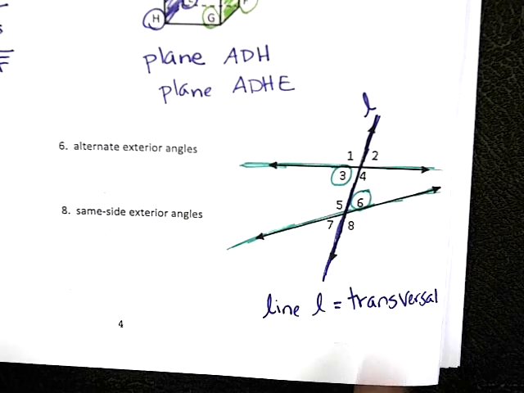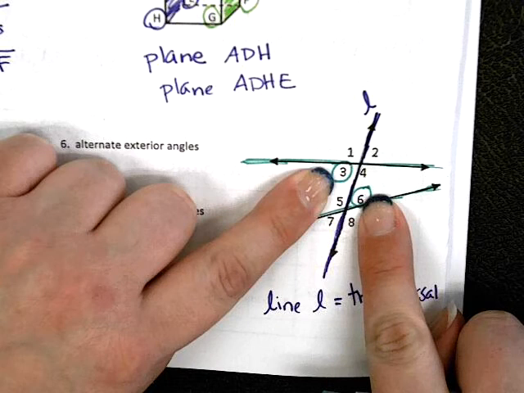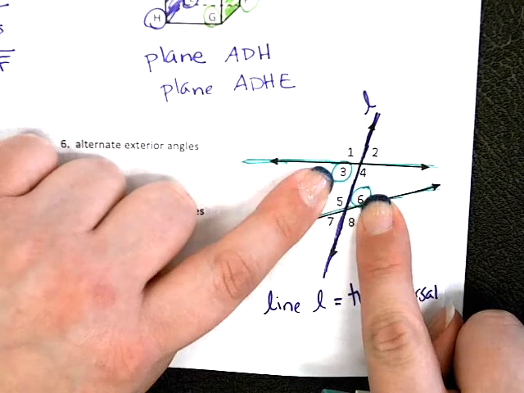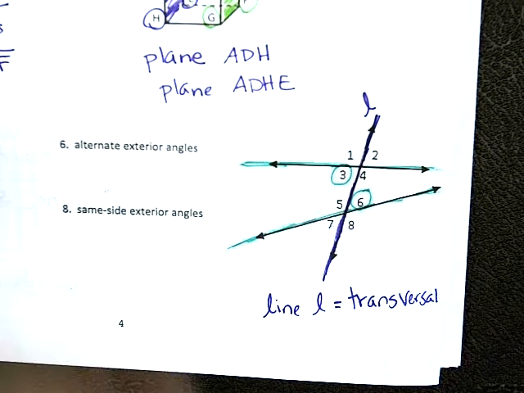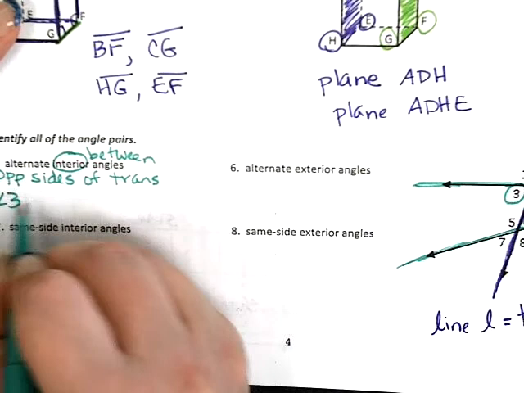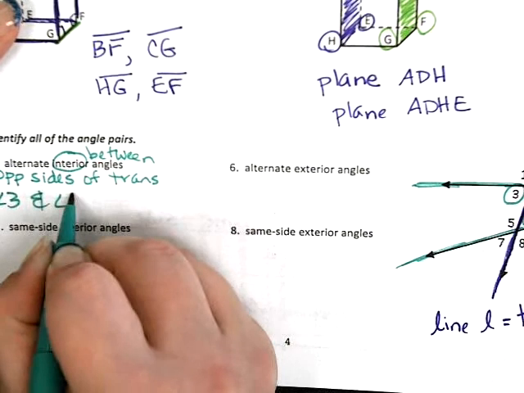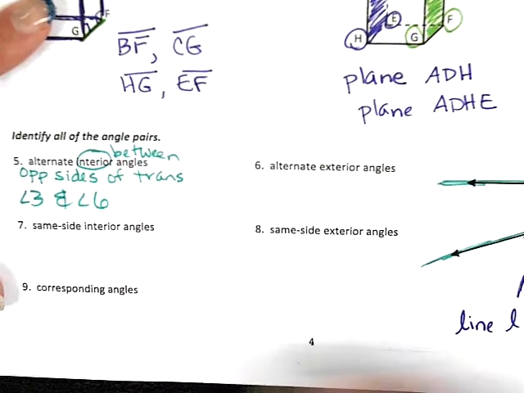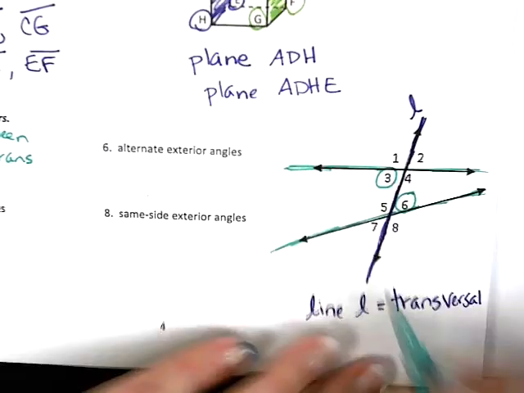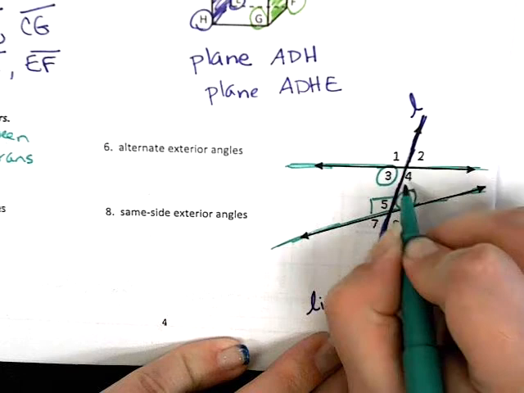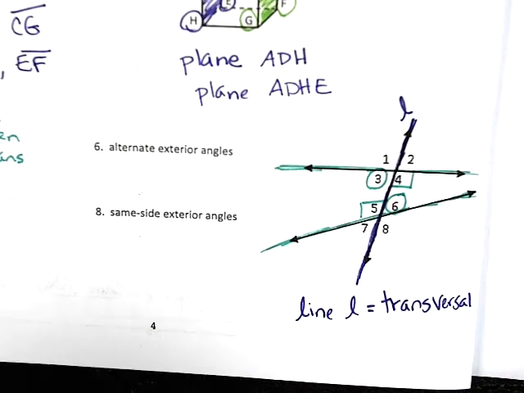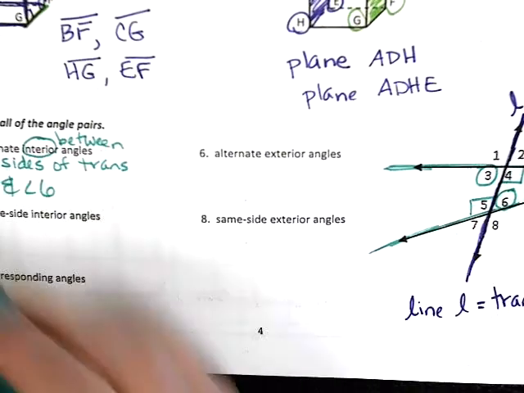They are on different sides of L, right? Opposite, that's my alternate part. And they are in between my two blue lines. So angle 3 and angle 6 would be one example of alternate interior angles. Then my other example would be 5 and 4. Again, they're on opposite sides of the transversal, and they are in between my two blue lines. So angle 4 and angle 5.